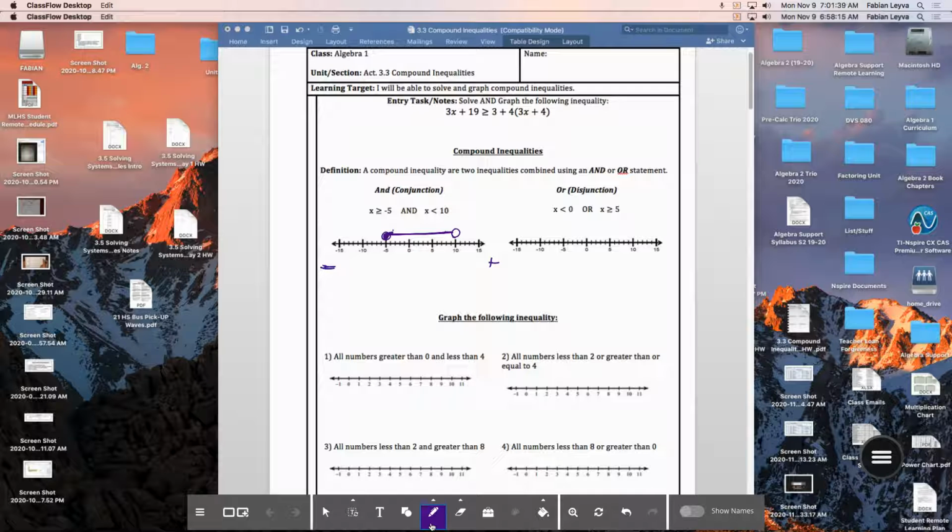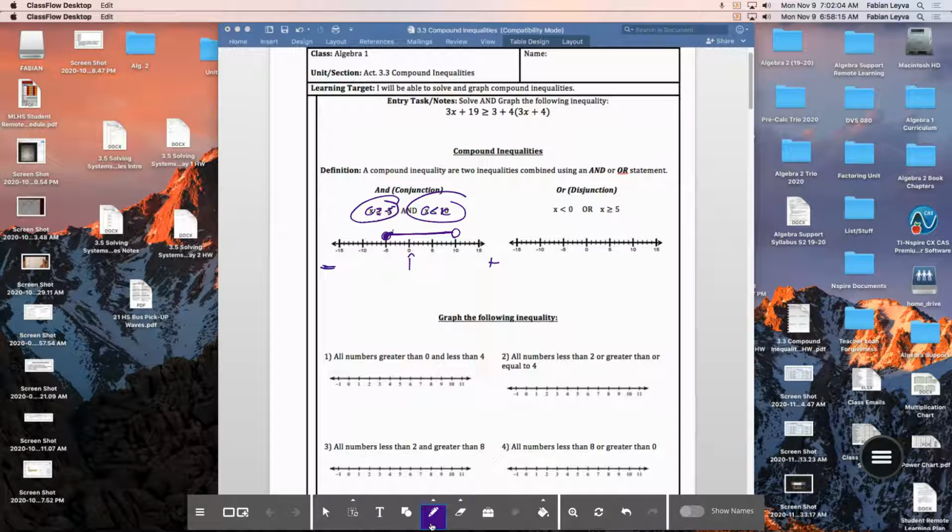So what does this do for me? Remember, you have a compound inequality that has two inequalities. Anything in that little line is a solution. If you pick 0 here, is 0 greater than or equal to negative 5? Yes. Is 0 less than 10? The answer is yes. So that is why we graph these compounds, and that is pretty much how they work. There are two inequalities in one. Let's do the next one.